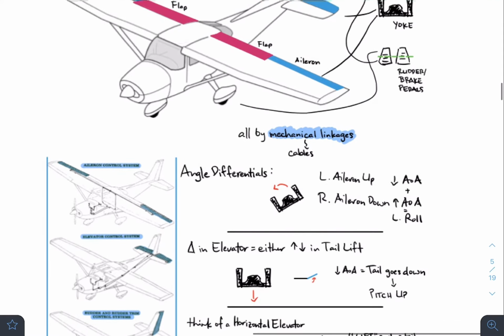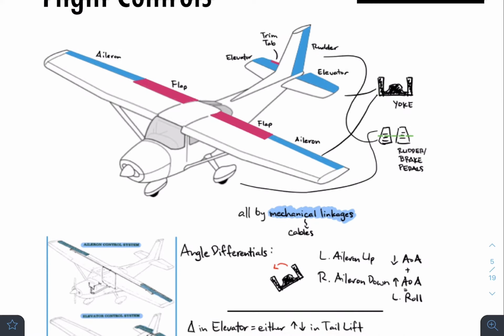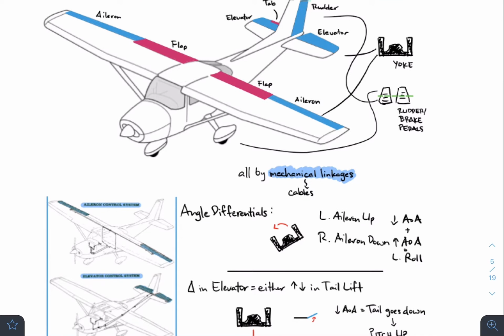And for everything, the yoke, as you can see, controls the elevator, controls the aileron. The rudder or the brake pedals control the rudder over here, and the brake pedals, which are going to be down at the bottom. The top part of the pedal is going to be used for braking, and you're going to essentially move the whole step if you want to move the rudder, or if you want to steer the plane when you're on the ground, when you taxi.